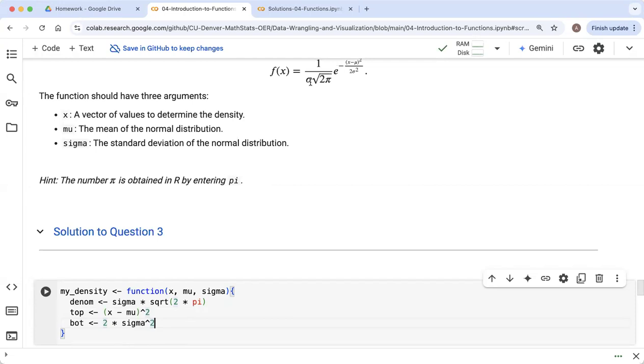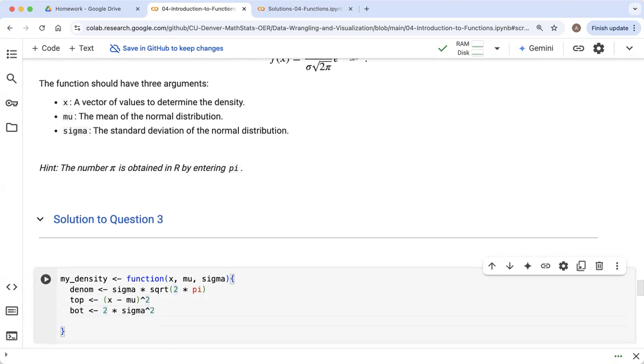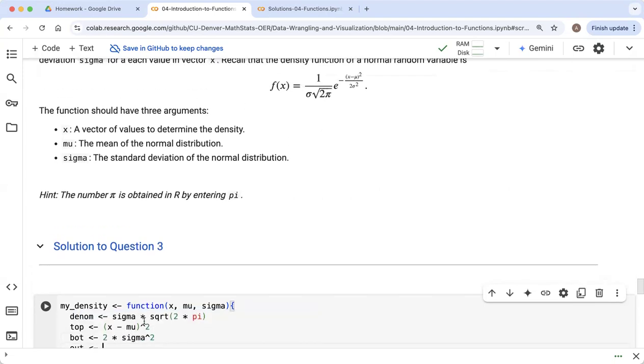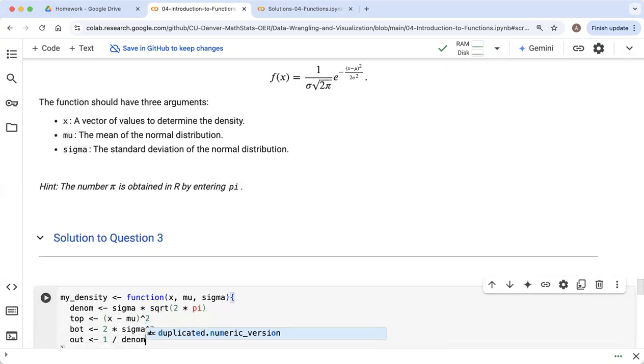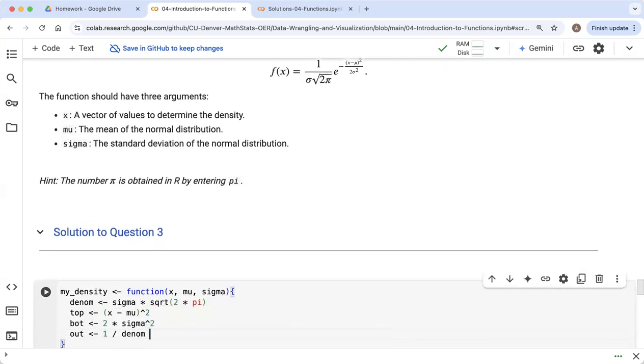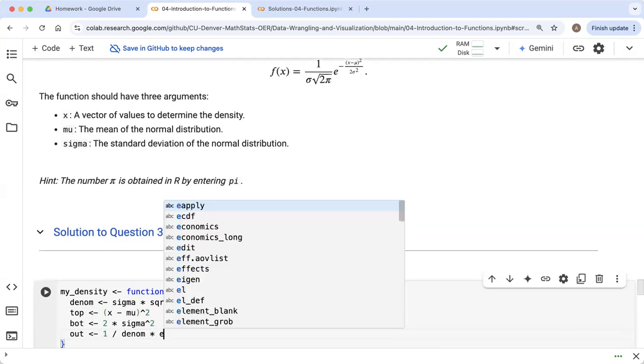Okay, so far I've entered the denominator of this multiplier that's out in front. I've entered the top of the fraction in the power of the exponent. I've entered the bottom of the fraction in the power of the exponent. And now I think I'm ready to combine everything together to calculate the output of this density. So I would take 1 over this denominator. So that's 1 over sigma times the square root of 2 pi.